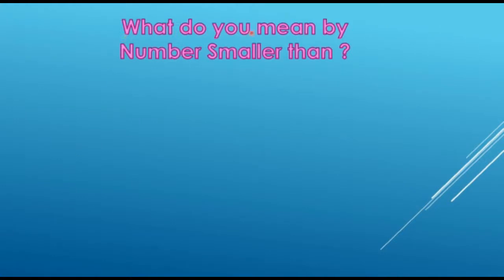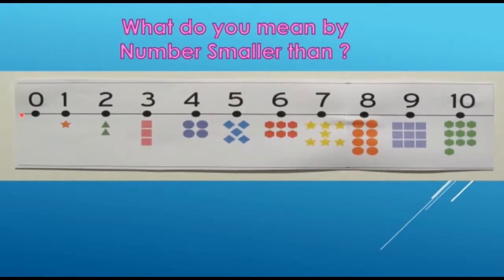What do you mean by a number smaller than? Here 0 is smaller than 1, 2, 3, 4, 5, 6, 7, 8, 9, 10. 1 is smaller than 2, 3, 4, 5, 6, 7, 8, 9, 10. 2 is smaller than 3, 4, 5, 6, 7, 8, 9, 10. 3 is smaller than 4, 5, 6, 7, 8, 9, 10. 4 is smaller than 5, 6, 7, 8, 9, 10.